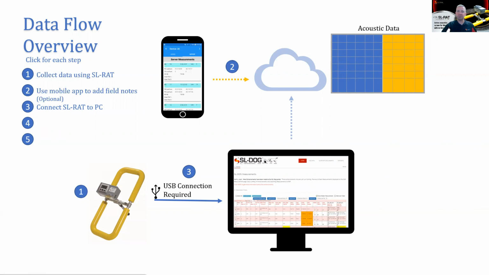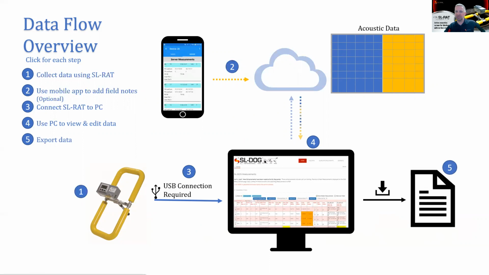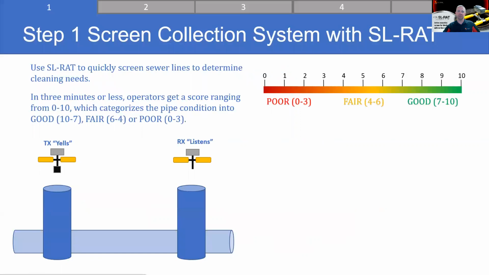Once the SLRAT data has been uploaded to the cloud, you can then proceed to step 4, which is to log into your own SLDOG portal account from any internet-connected device. You do this by going to sl-dog.com. Once you're in your portal, you can review the data, quality check it, and edit or enhance it as needed. Finally, once your data has been cleaned up and QC'd, you can export in a variety of formats I mentioned previously, such as CSV, Google Earth, Shape, or PDF formats. We will next review these steps in some more detail.